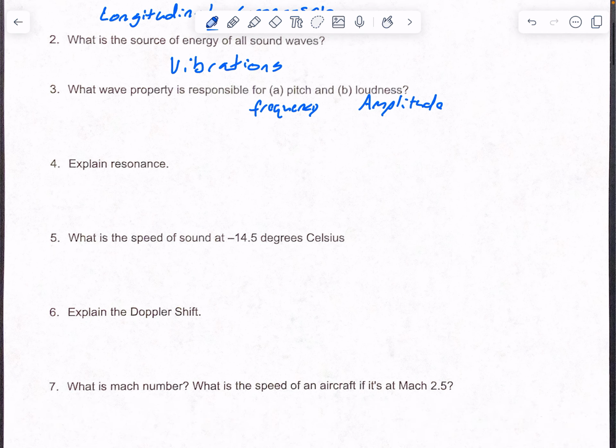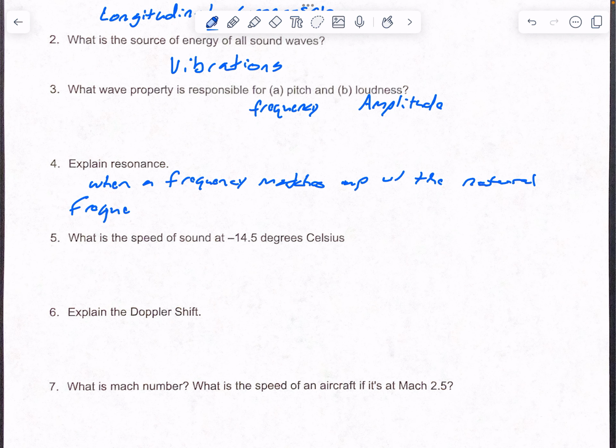Okay, so explain resonance. Resonance is when a frequency matches up with the natural frequency of an object and increases the amplitude.